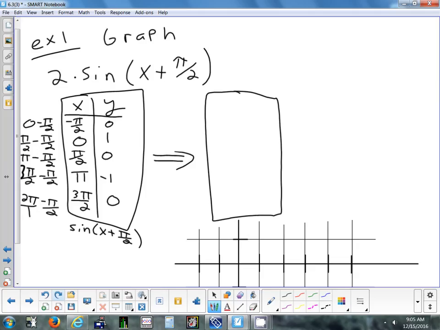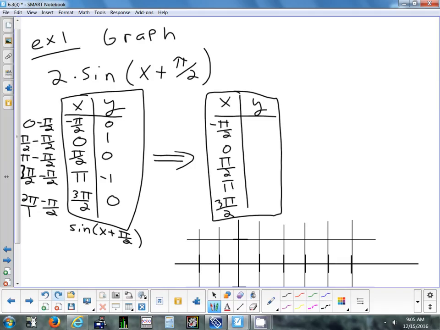The last thing I'm doing is a vertical stretch. What values are going to stay the same this time? The x's. So copy down your x's from the previous table. Don't go back to the original. If you go all the way back to the original, you're going to undo your phase shift. So keep the x's: 0, pi over 2, pi, 3 pi over 2.